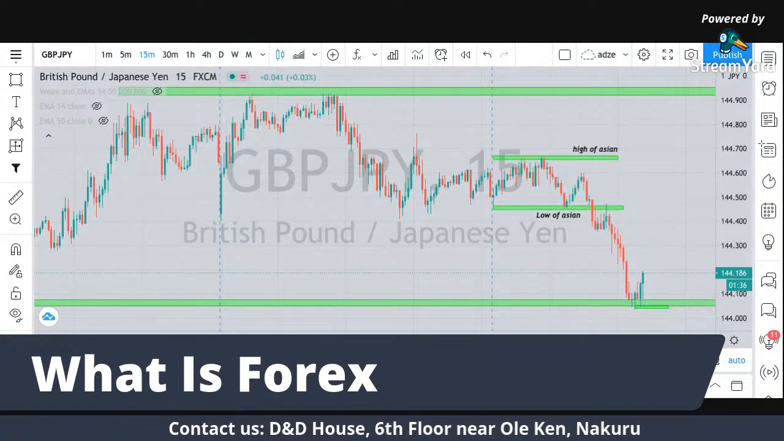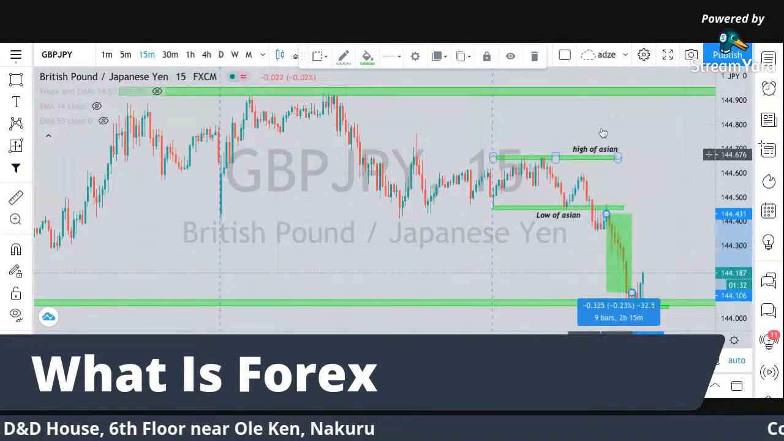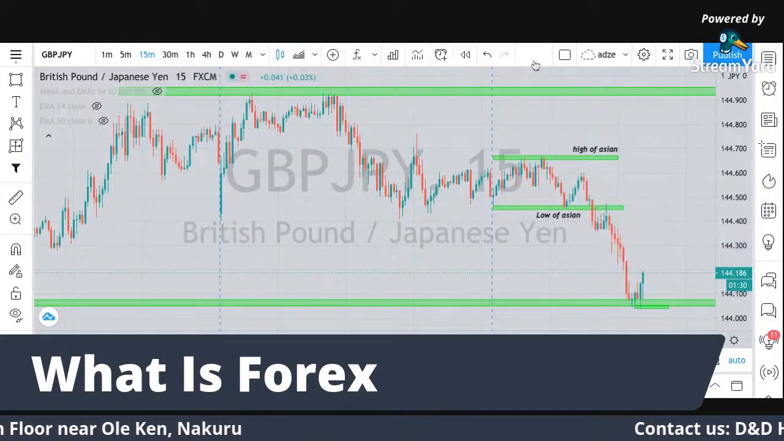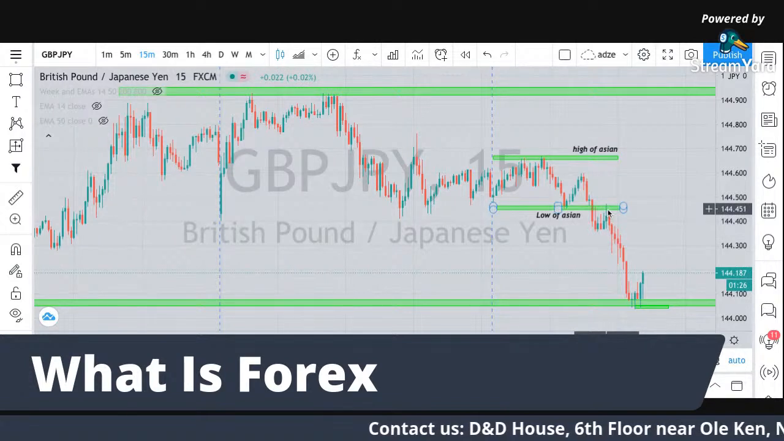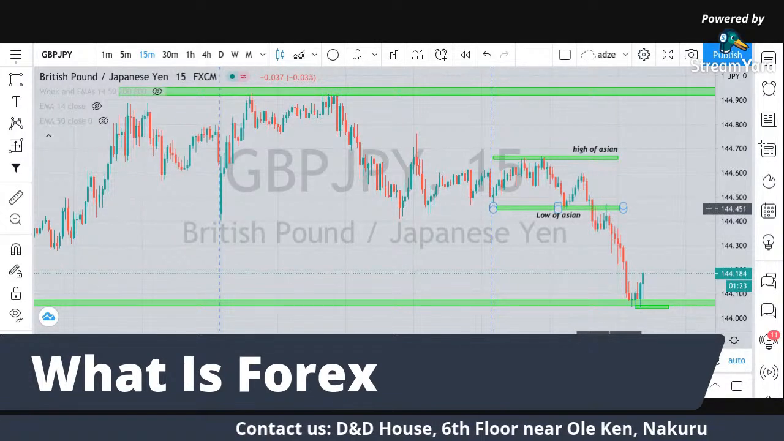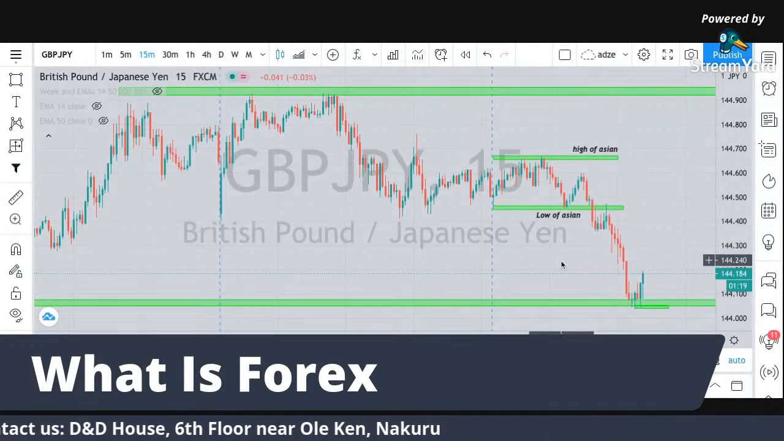If you took this trade, this could have been for trend continuation. This could have been around 30 pips. This was the break of the low of Asian, the retest, enter for sales. That could have been around 30 pips.